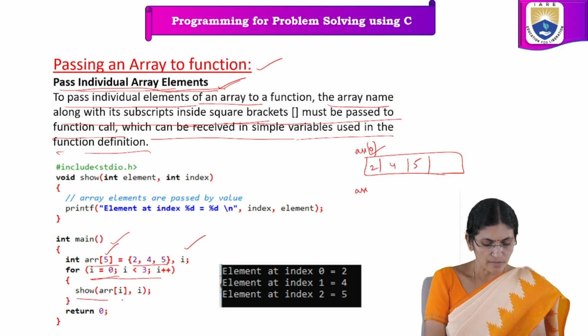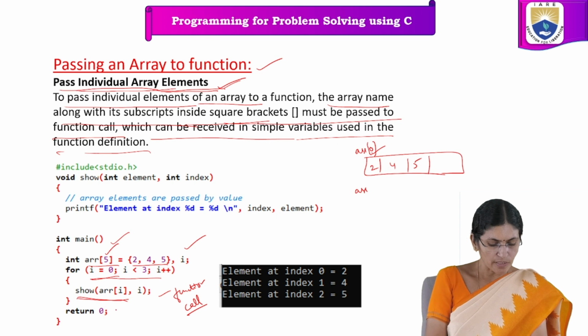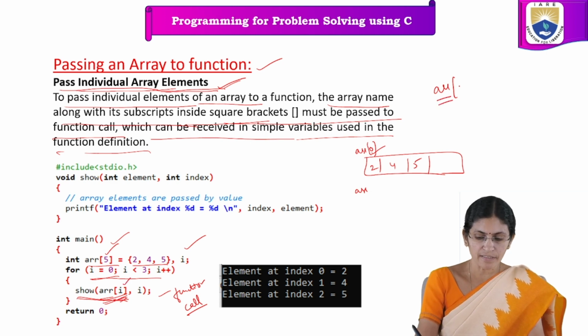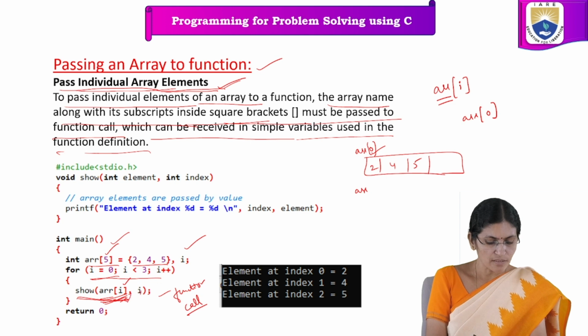Here we are calling the function. This is the function call. In this we are passing the array name along with its index. ARR of I means the first element of the array will be passed, comma I. I is nothing but 0 here.